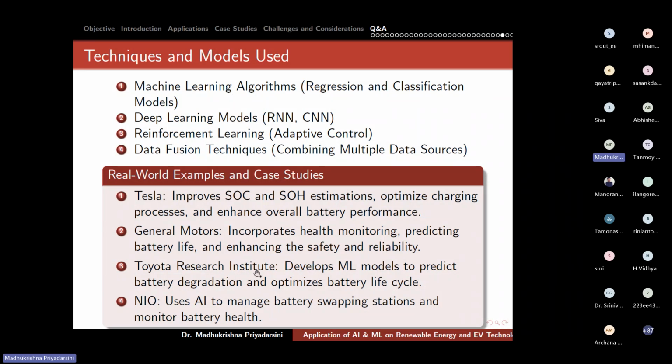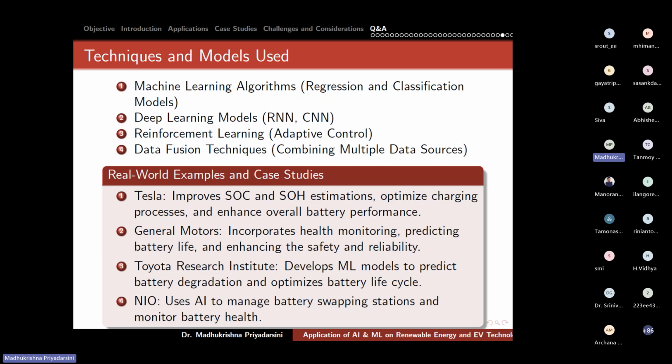And Toyota Research Institute is developing ML models to predict battery degradation and the life cycle of the battery. Similarly, NIO is using AI to manage the battery swapping stations and monitor battery health. So they will predict that within 10 or 20 kilometers, there is a battery recharging station.